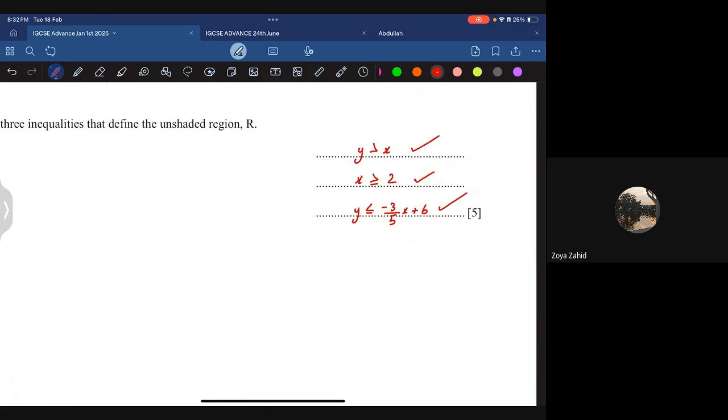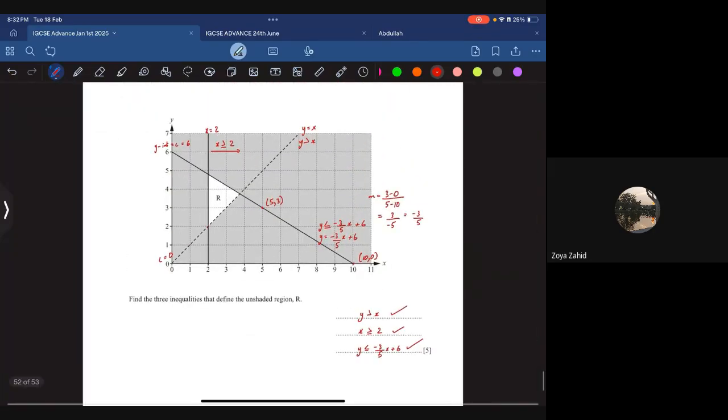Clear, guys? Is there anyone who does not understand this? Raneem, is this clear now? Yes, sir. And what about you, Saad? The y is 6 in the last equation. It's the y-intercept.